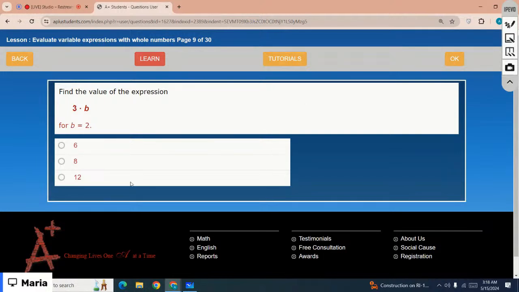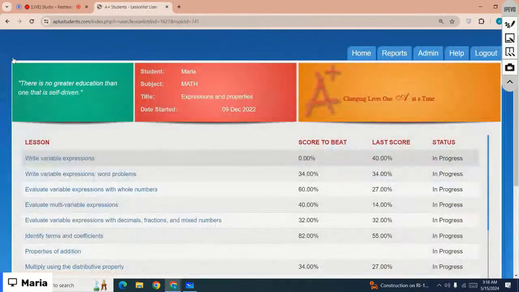Okay, you can complete the lesson by yourself later today. Let me just move on to next lesson. And the next lesson is evaluate multivariable expressions.